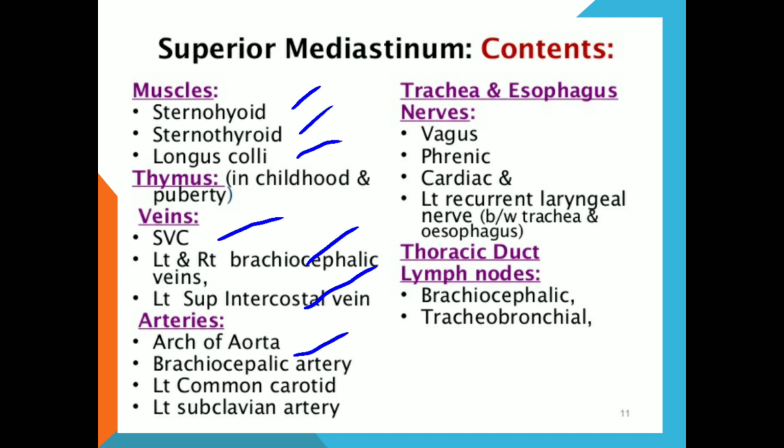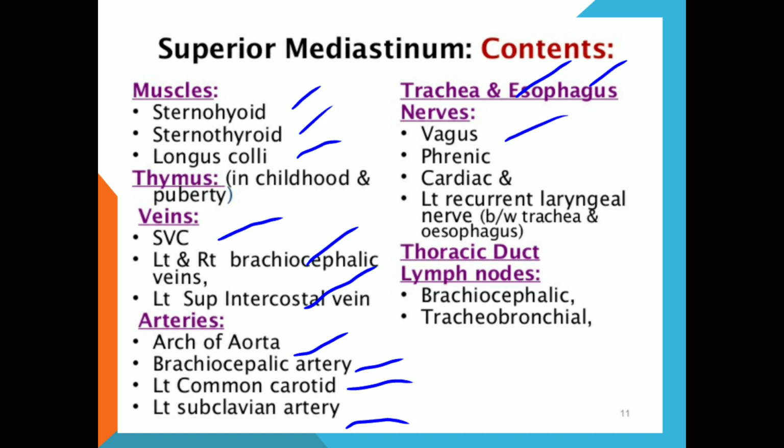When you see the arch of aorta, its branches are the brachiocephalic trunk, left common carotid artery and left subclavian artery. Then the trachea and esophagus, behind it. Always remember that artery, vein and nerve run together. So arteries you have seen, veins too, and next comes the nerve.